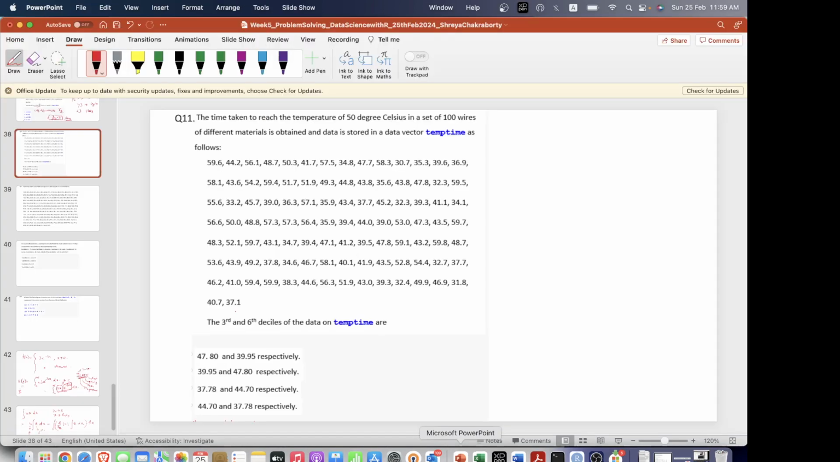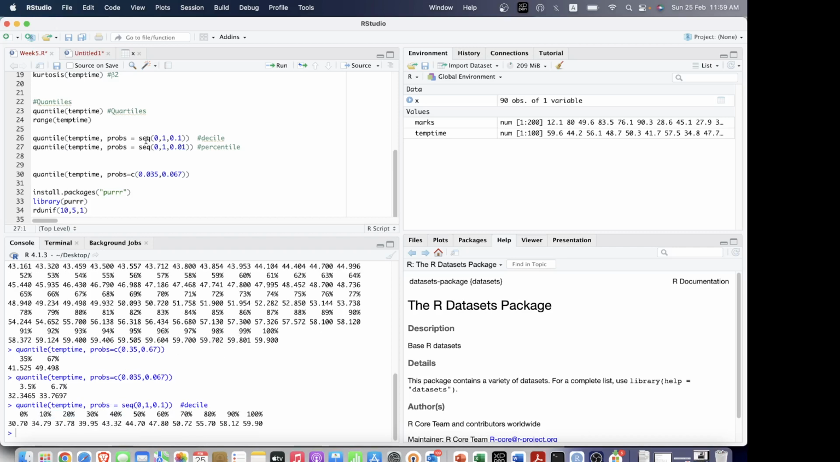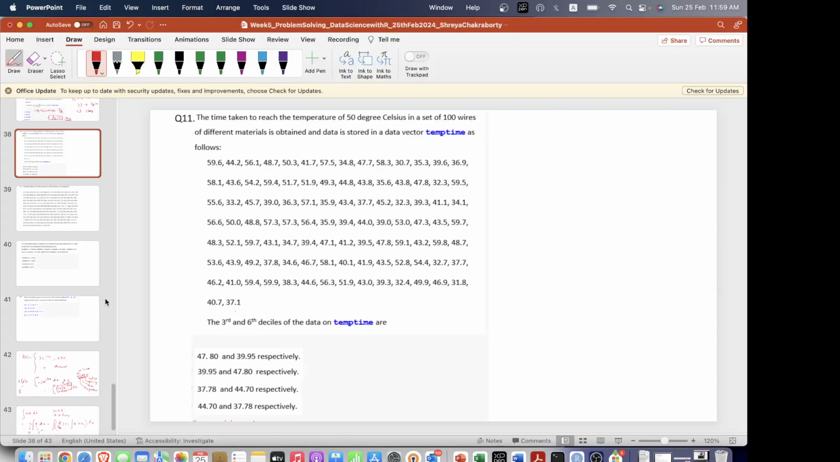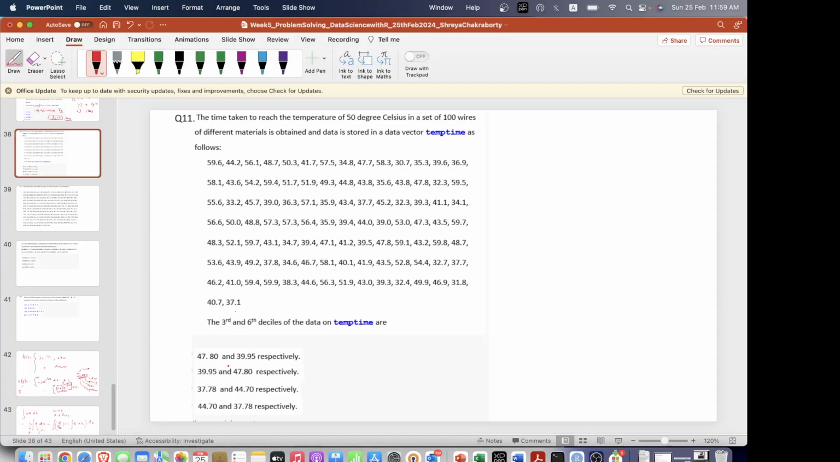Is this clear? So for third and sixth deciles, I am going to run this. Third and sixth decile means 30% and 60%. So it would be 39.95 and 47.80.